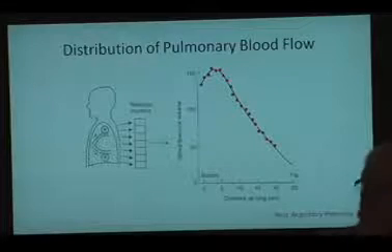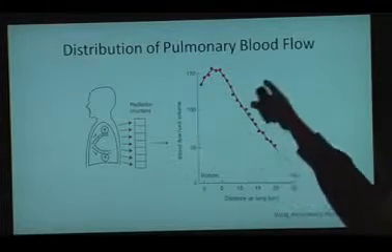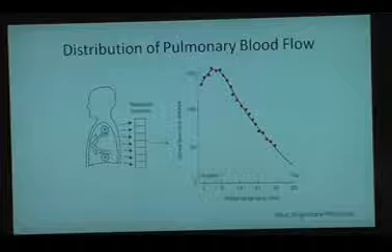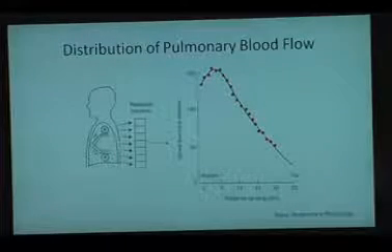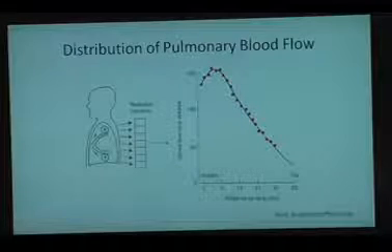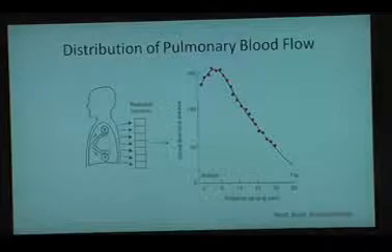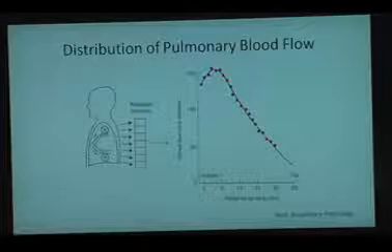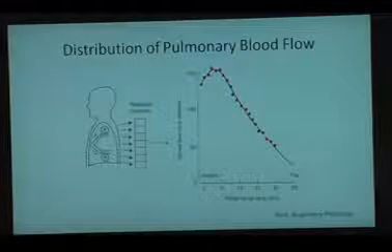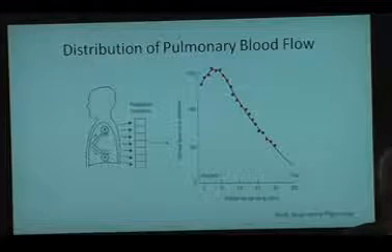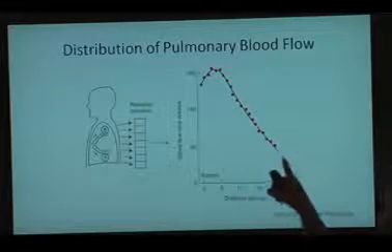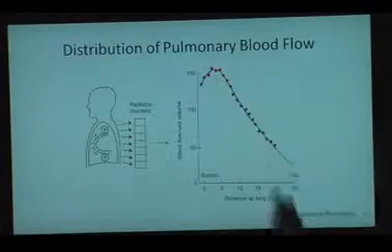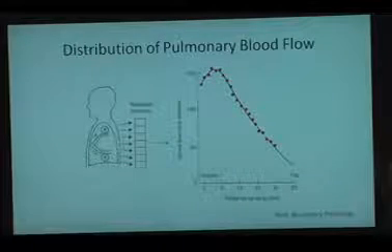So the final thing we're going to talk about is the distribution of blood flow throughout the lungs. Not surprisingly, if you inject a patient or another person with a radioactive isotope, and then look at where that isotope ends up in the lungs, there is more of it at the bottom of the lungs than at the top. That's just the gravity effect.